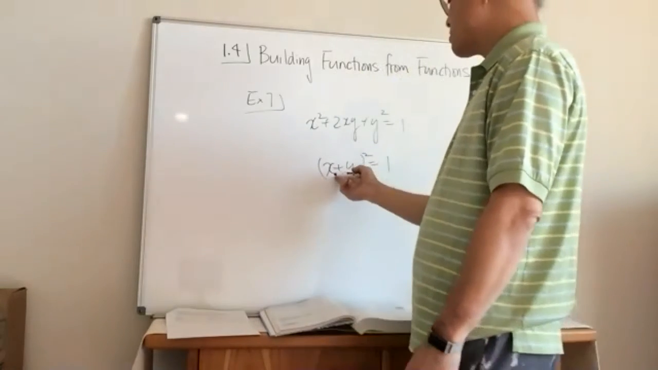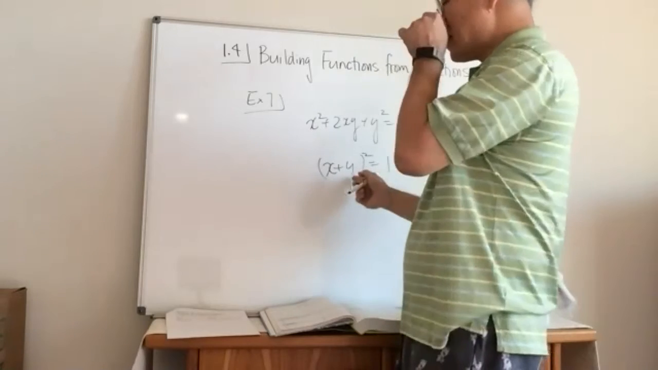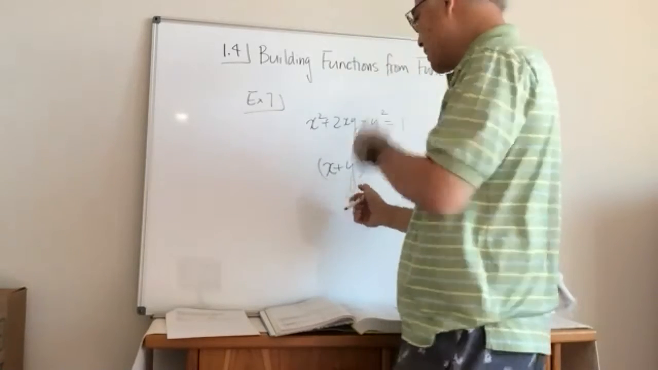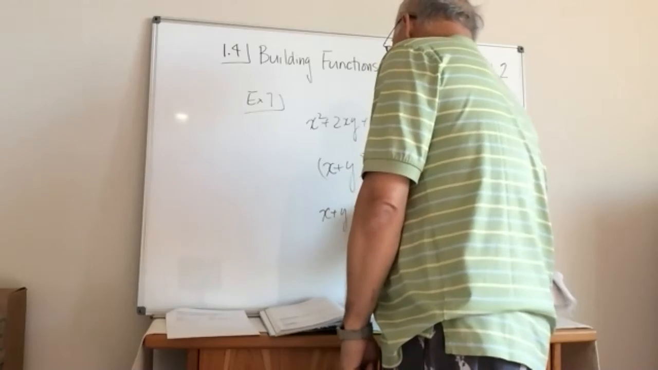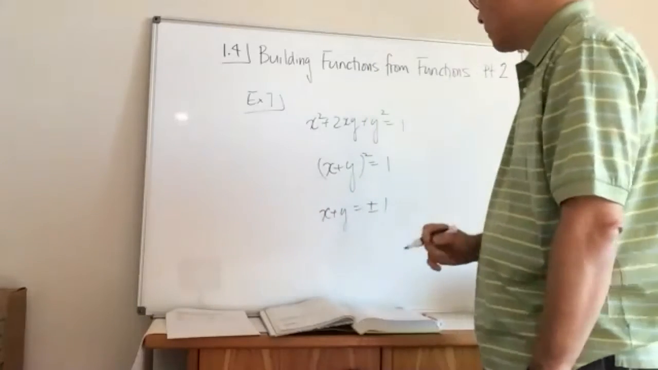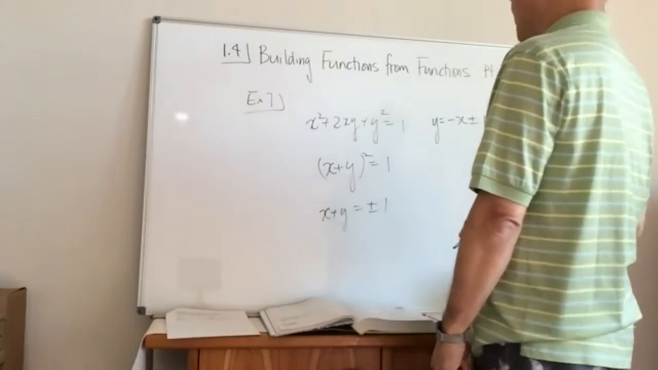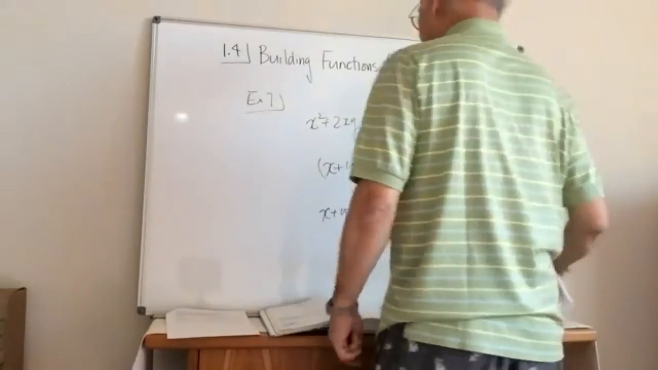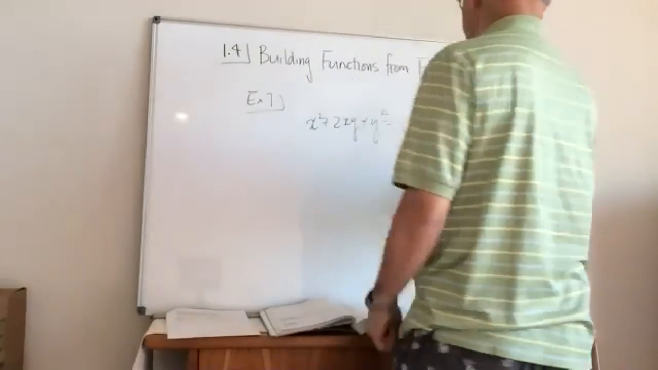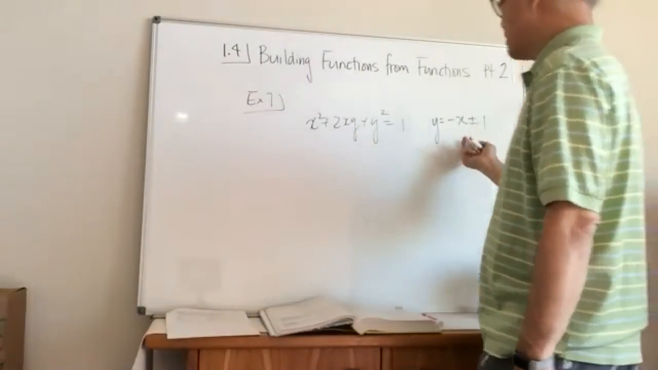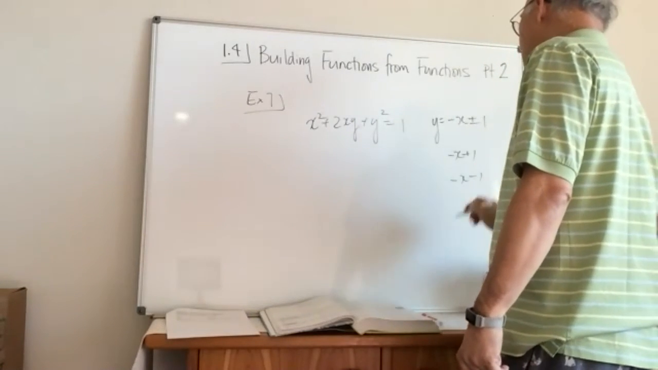Because x plus y squared is x squared plus 2xy plus y squared. Since I know this, I can say x plus y squared is equal to 1, and if I take the square root of both sides, x plus y is equal to plus or minus 1. Therefore, y is going to be equal to negative x plus or minus 1. If I graph this, these are two lines.